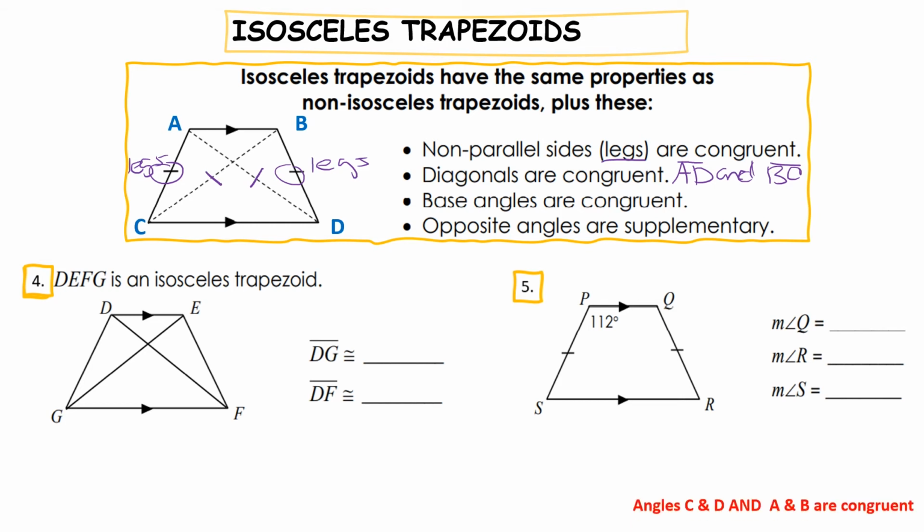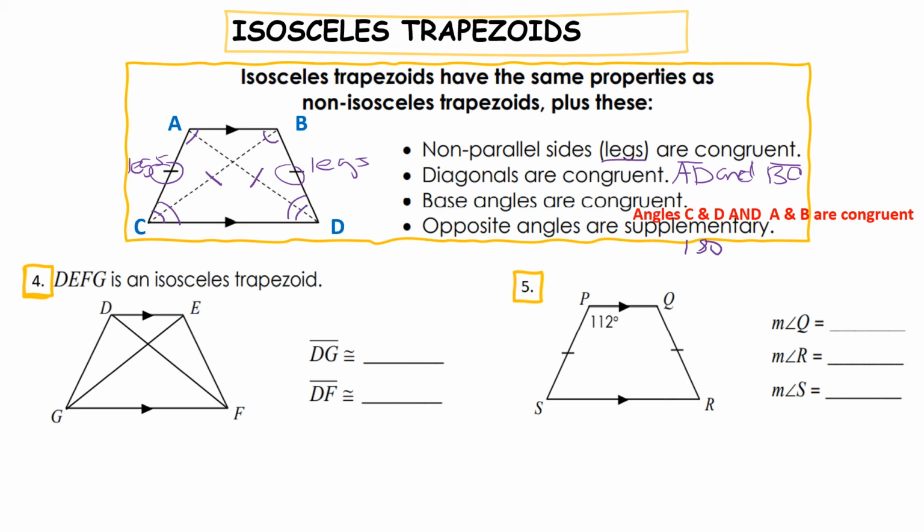Base angles are congruent. So angles C and D and A and B are congruent. So those are base angles. So let's put some congruence marks here, 2 here, and I'll put 1 up here. And also opposite angles are supplementary. So A and D would be equal to 180. Remember, supplementary is 180. And angles B and C would equal 180 as well.